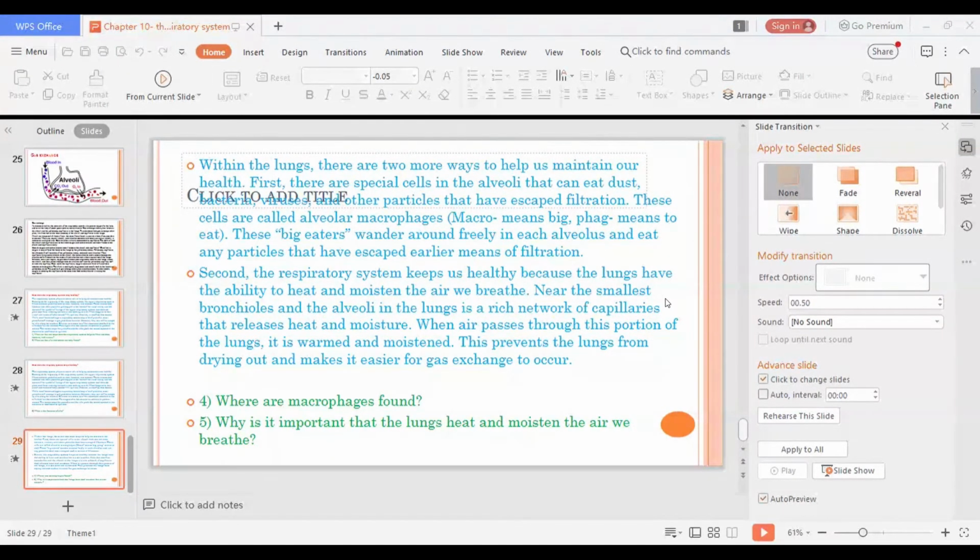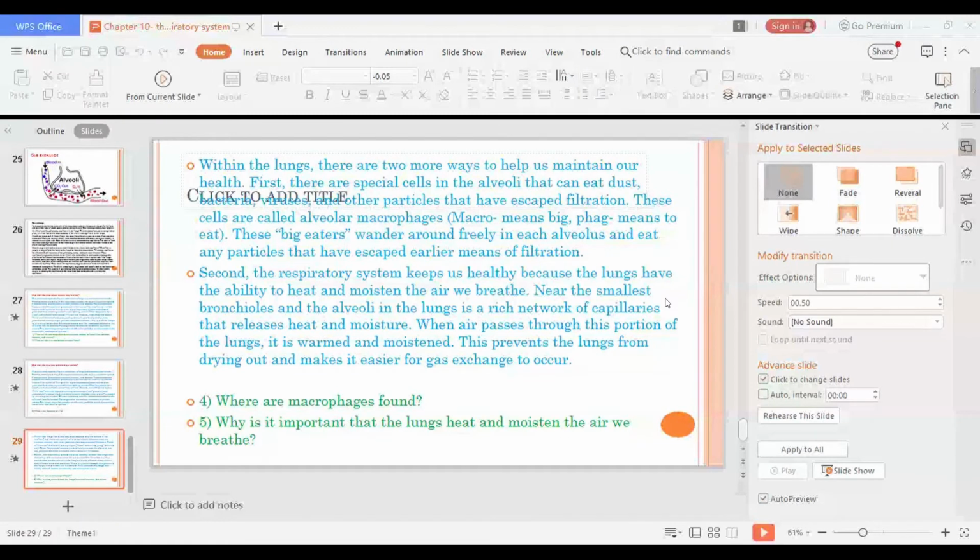Second, the respiratory system keeps us healthy because the lungs have the ability to heat and moisten the air. We breathe near the smallest bronchioles and the alveoli in the lung. It has a rich network of capillaries that release heat and moisture. When air passes through this portion of the lung, it is warmed and moistened. This prevents the lung from drying out and makes it easier for gas exchange to occur.